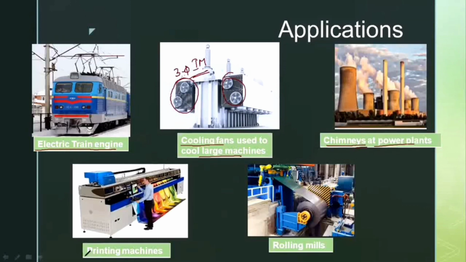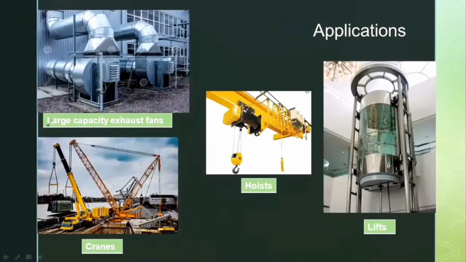A very familiar application is in the case of printing machines. Here also the printing machines are being run with the help of three-phase induction motor. As well as they are used in rolling mills. They can also be used for large capacity exhaust fans. Now you can see here, these are the exhaust fans which are generally used in industries to remove the unwanted gases, and here also induction motors are used.